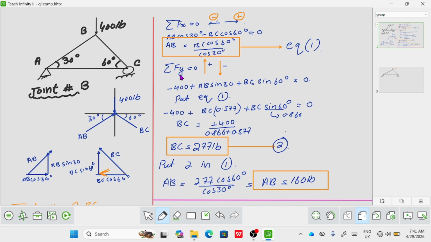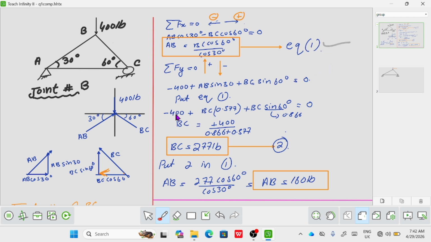Now the summation of all vertical forces at this joint equals 0. Summation of Fy equals 0. This is one vertical force, this is another vertical force, and this is the third vertical force. Negative 400, and the force directed toward up will be positive. So AB sin of 30 degrees, directed up, and BC sin of 60 degrees, also directed up, equals 0. This is equation 2. I will put equation 1 into this equation 2.